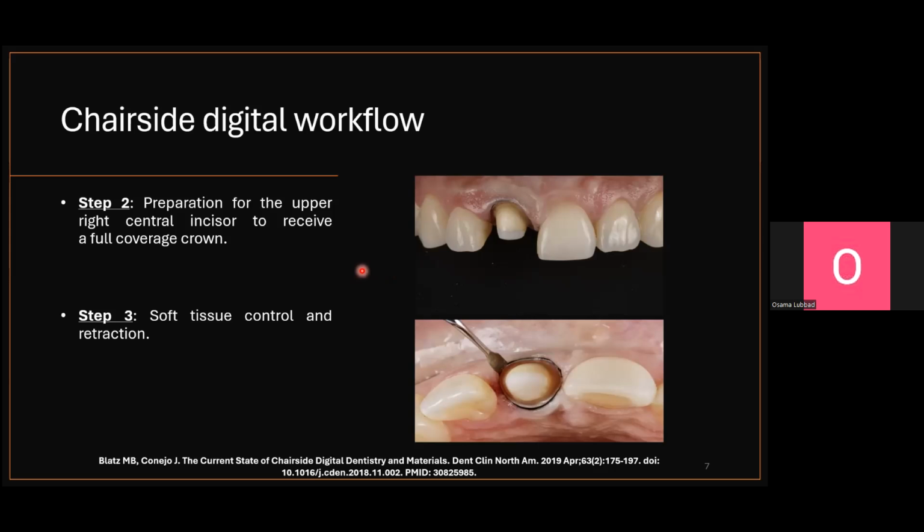Because the light, to be able to differentiate between the soft tissue and the finish line of the tooth. Yeah, to suction, record the full sulcus depth, of course. Visualize it for the technician.